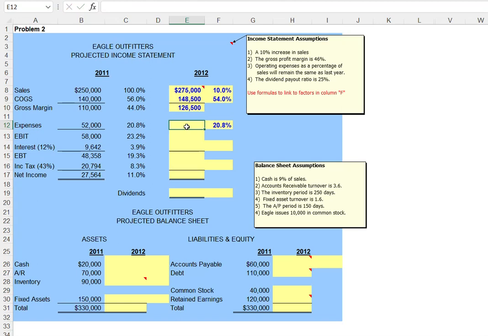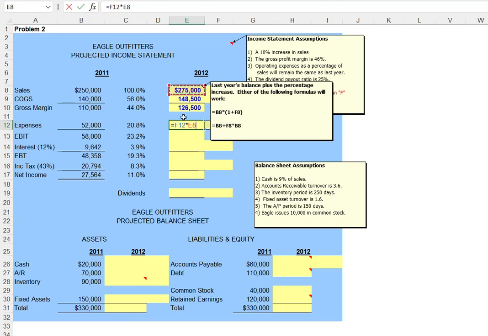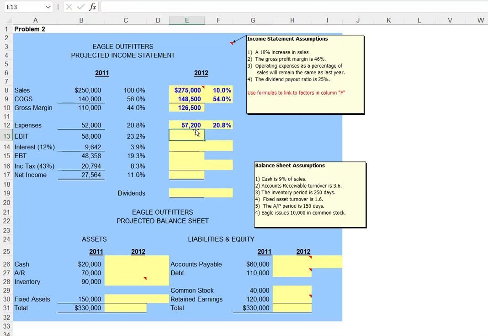Our expenses, we're told, are 20.8% of sales. So we're going to take our 20.8% times sales. Notice it wasn't an increase of 20.8%, but 20.8% of sales. Our earnings before interest and taxes then is our gross margin minus our expenses.